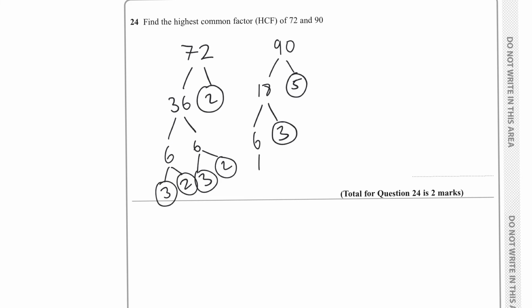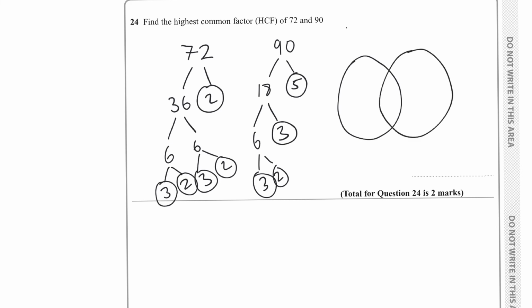3 is a prime factor, circle it, and then 6 split up into 3 and 2. So now we are going to draw our Venn diagram. So 1 for 72, 1 for 90. So what do they have in common? They both have 2 3s. So this one and this one. So we can put the 2 3s in there.